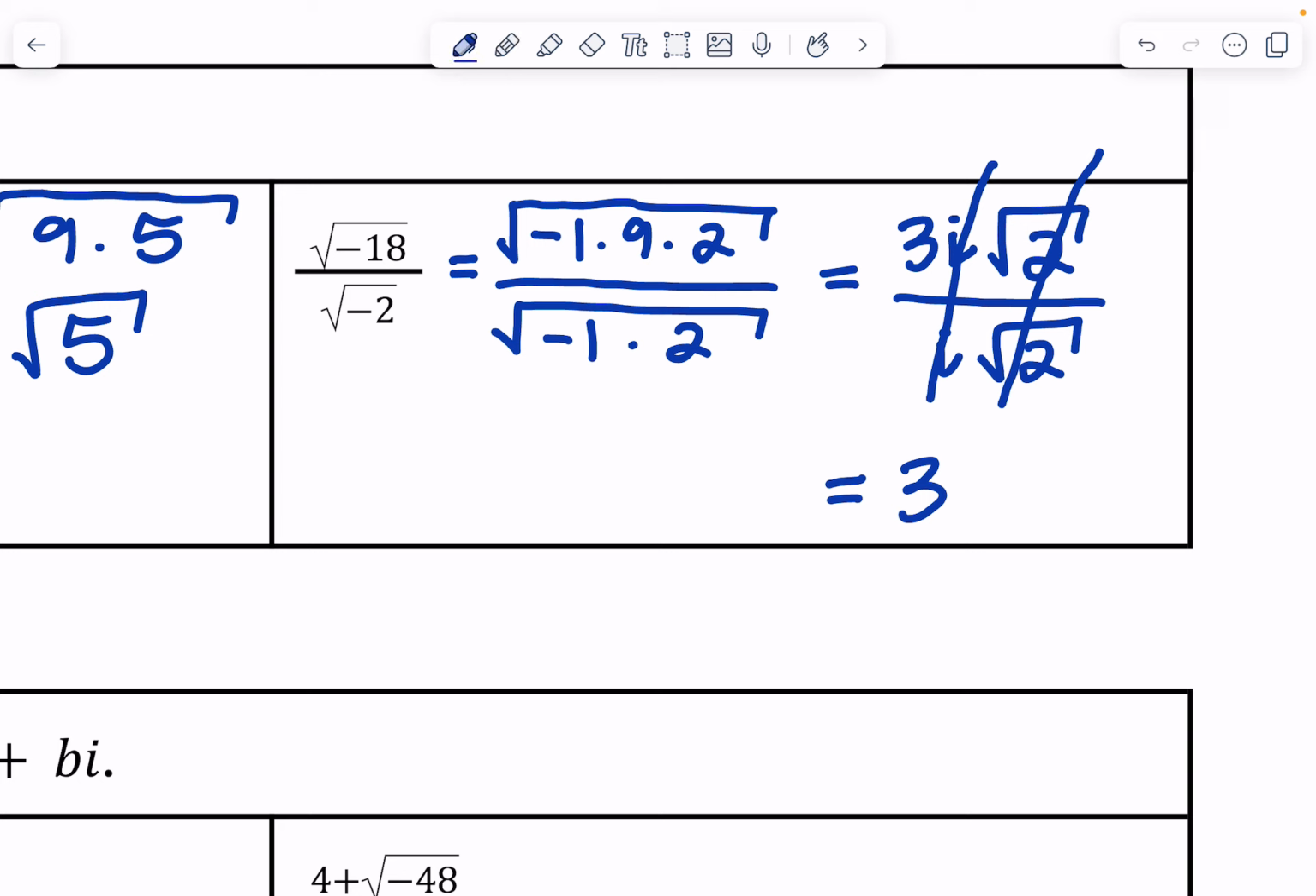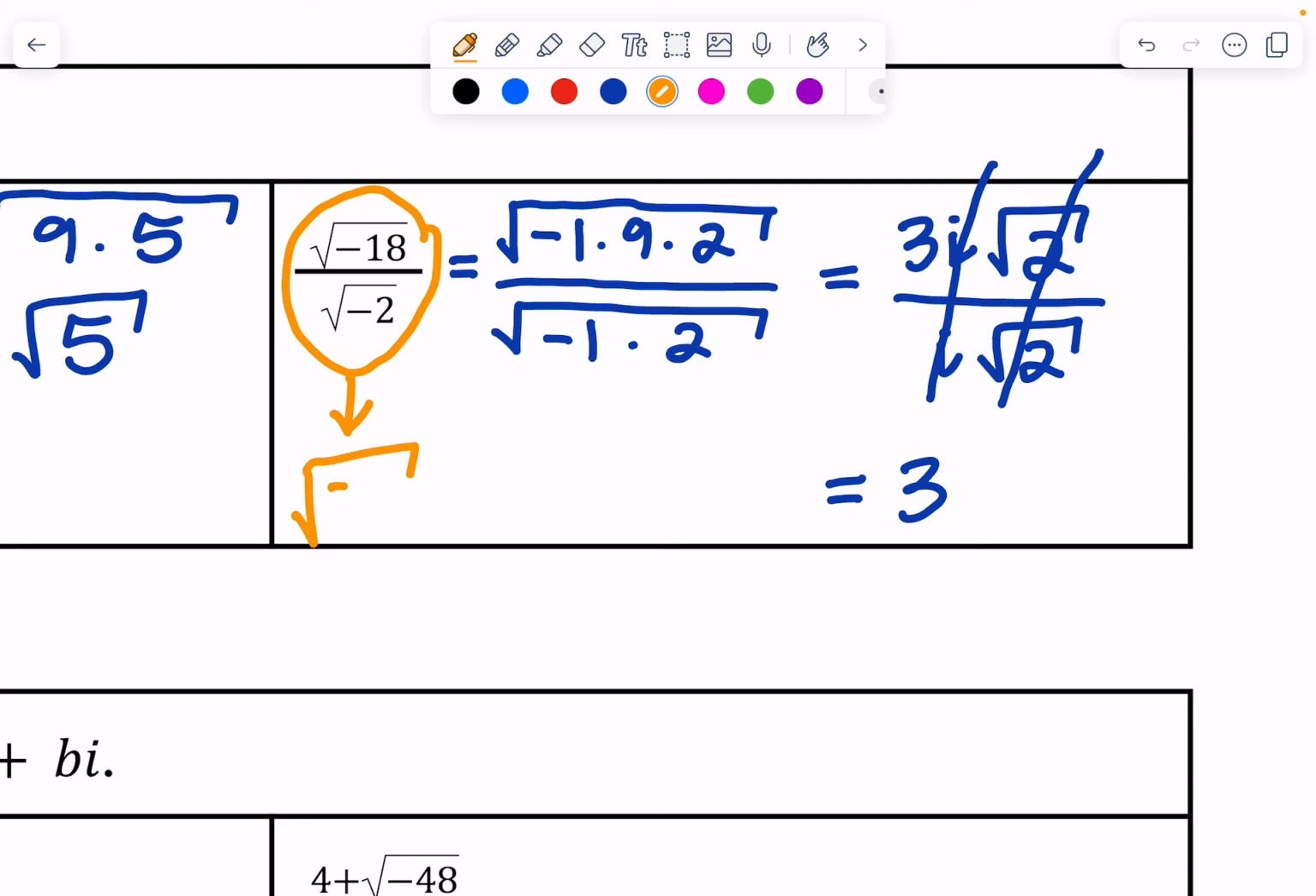Now I'm going to use a different color, but really quick, from the beginning we could have divided this out and we could have had the square root of negative 18 over negative 2, which would have been the square root of just 9, which would have just given us 3 quickly, but I did want to break down all the i's and stuff for you.